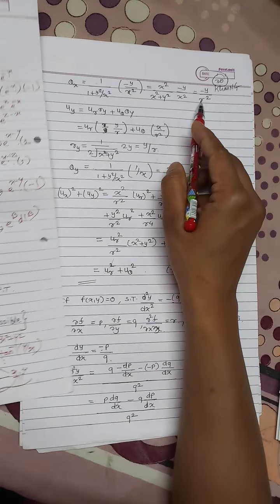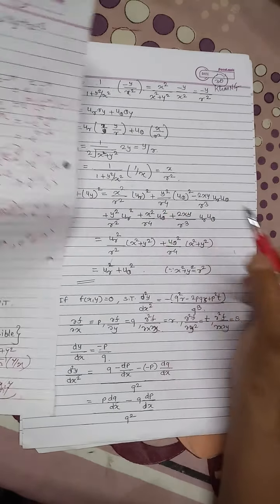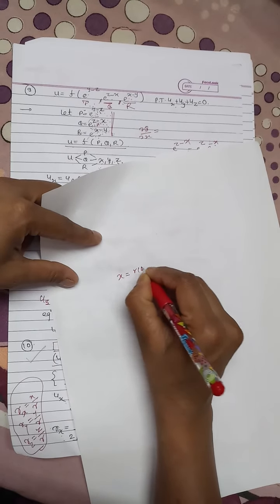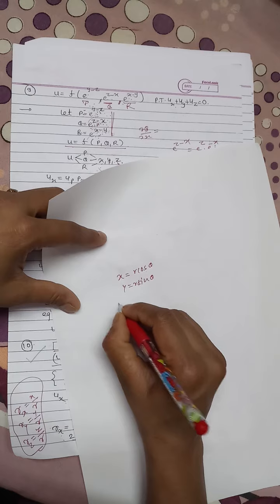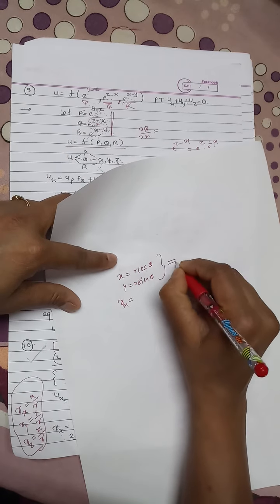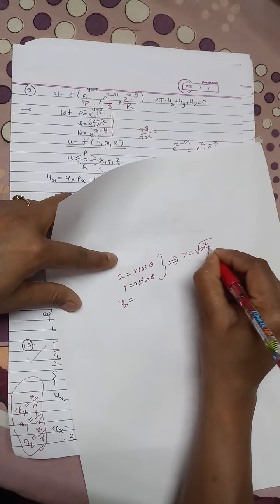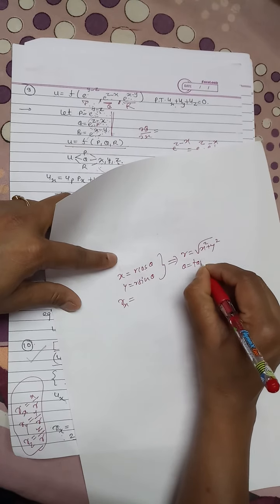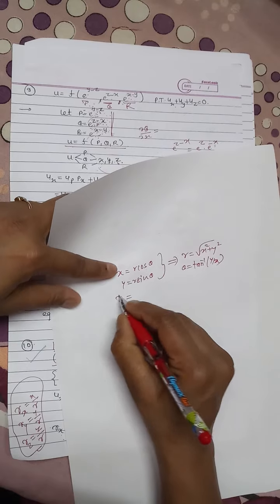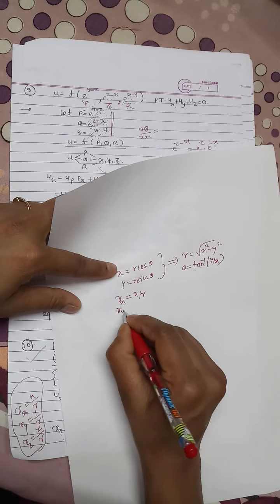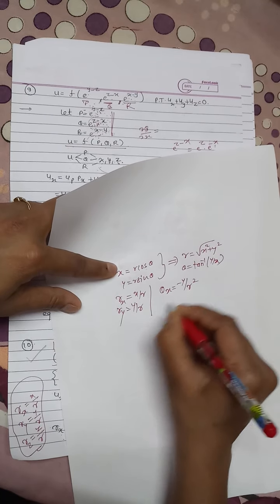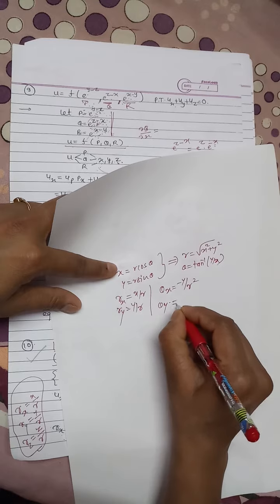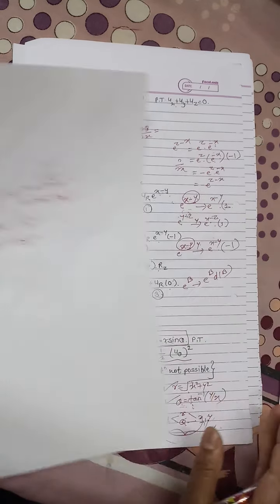theta x is minus y by r square and theta y is x by r square. So as a formula, if x is equal to r cos theta, y is equal to r sin theta, then from this you have the formulae r equal to square root of x square plus y square, theta is tan inverse y by x, then rx value is x by r, ry value is y by r, and theta x value is minus y by r square, theta y value is x by r square.